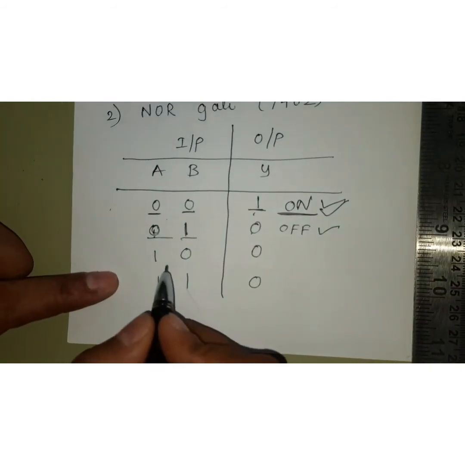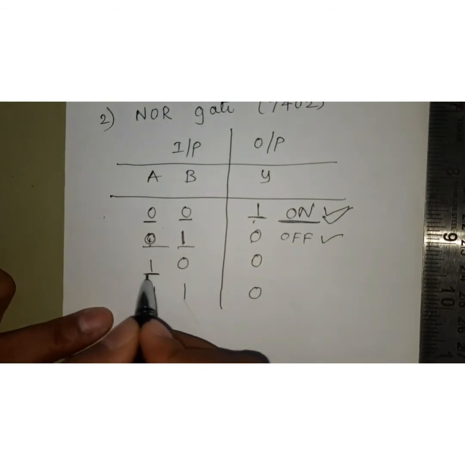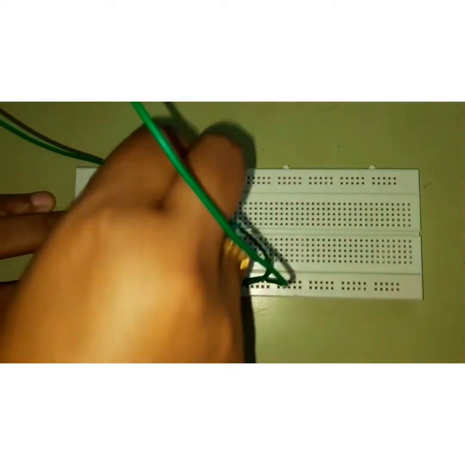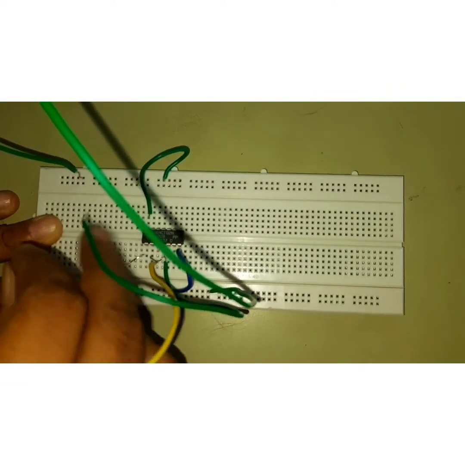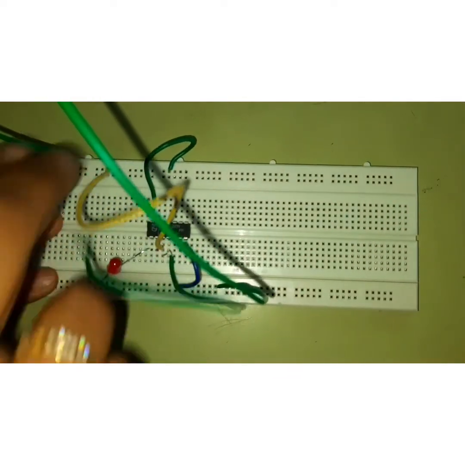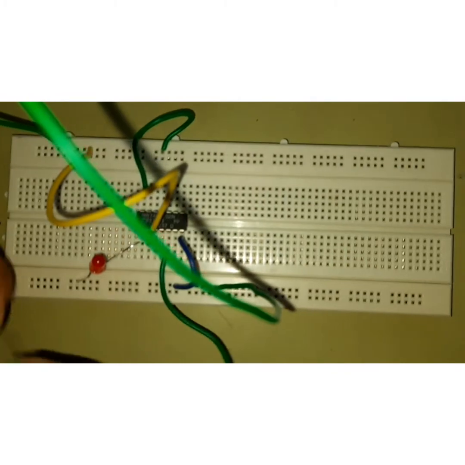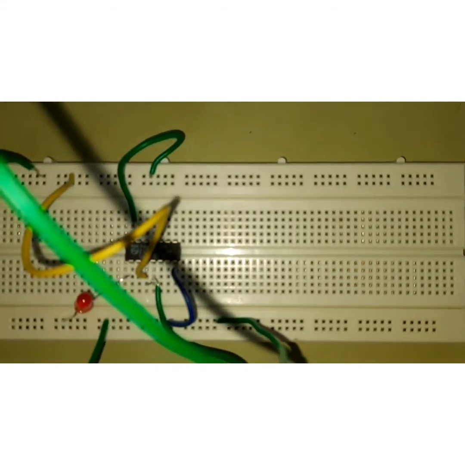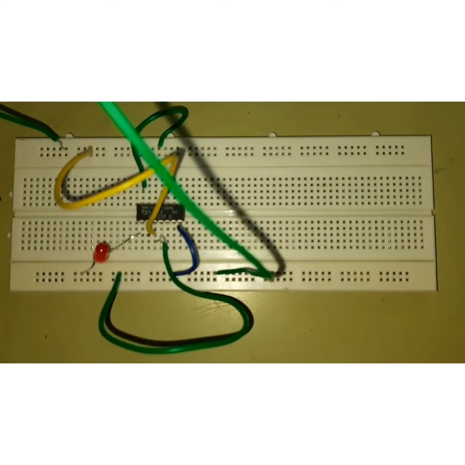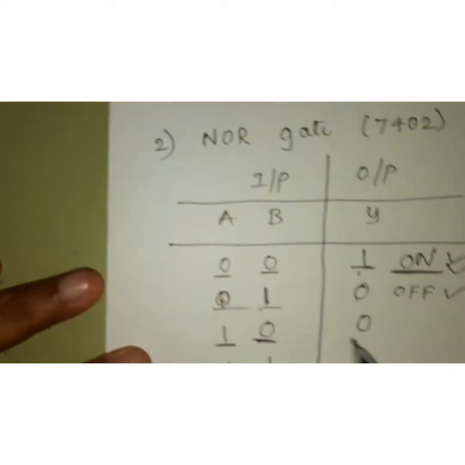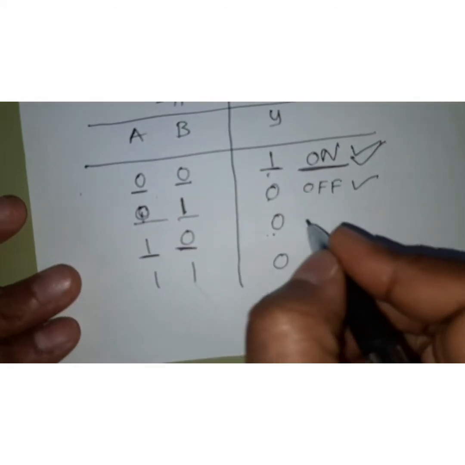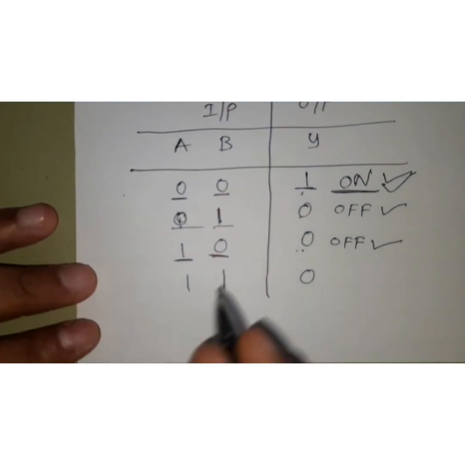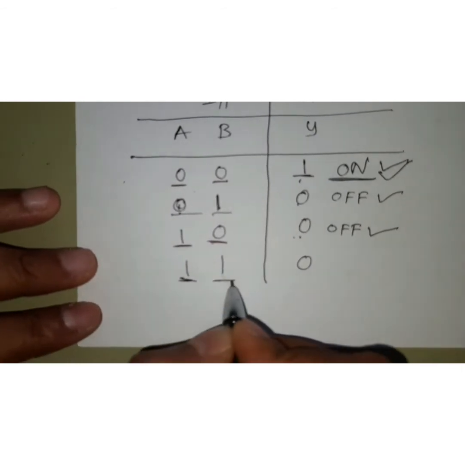So now we will verify the third condition. A is 1 and B is 0. So here A is this yellow wire. A is 1, so I am going to connect it to VCC, and B is 0, I am going to connect it to ground. I'll switch on the power supply, and you can see LED is not glowing. So again we'll verify. Theoretically it should be off, and practically we got LED off, so hence this is also verified.